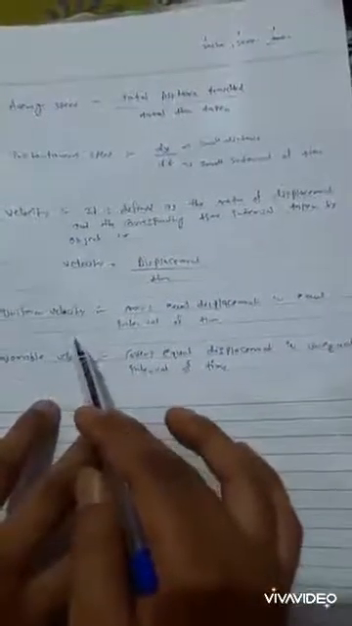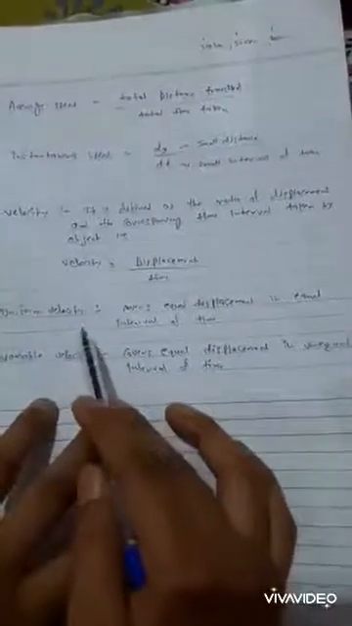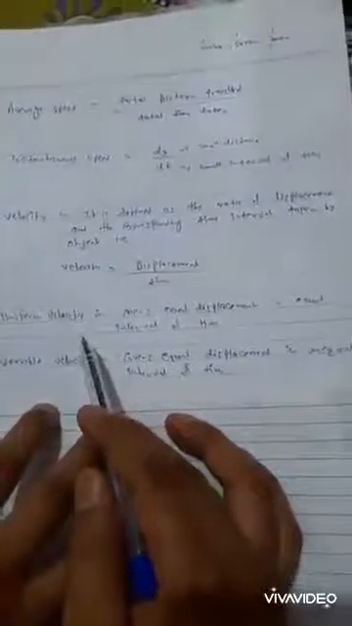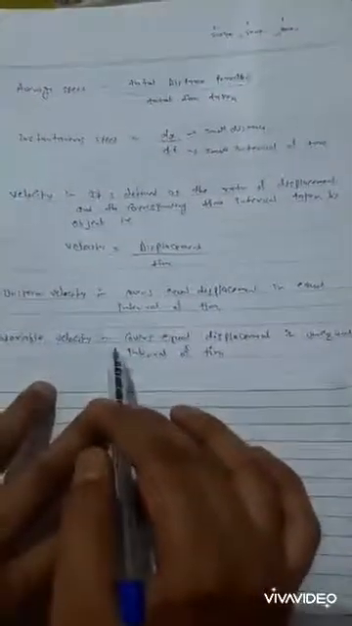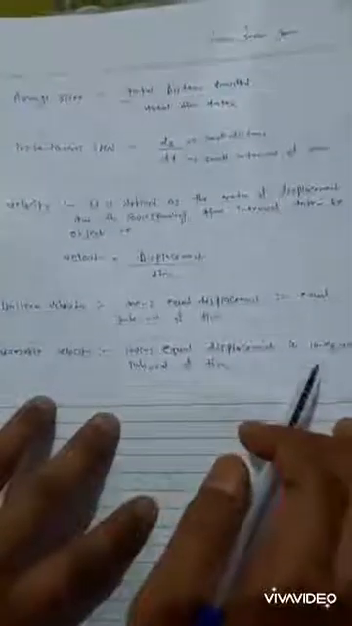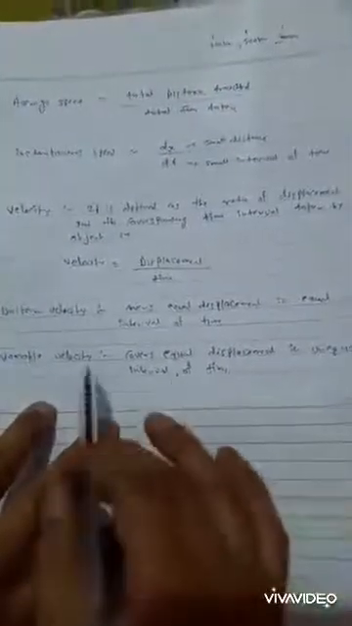Only the parameter changes, like I discussed: uniform speed and uniform velocity are different because of their parameter, that is displacement and distance. And the same with variable velocity. Variable velocity is when an object covers equal displacement in unequal intervals of time.